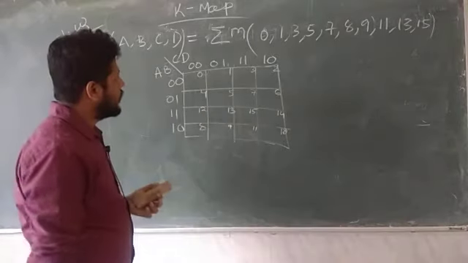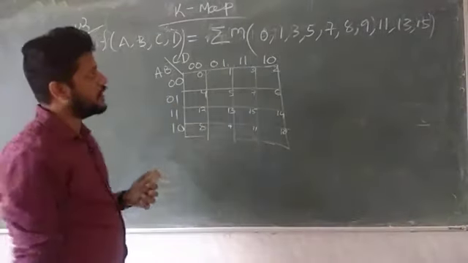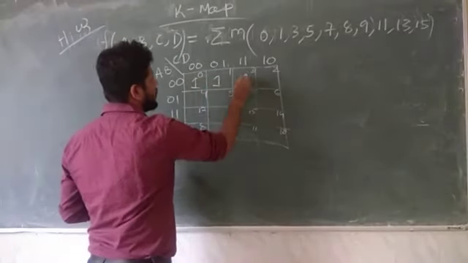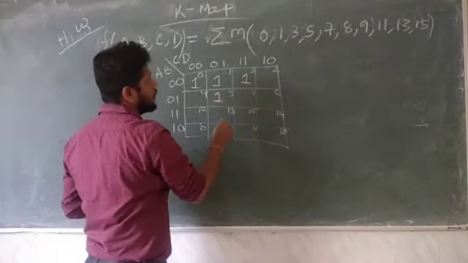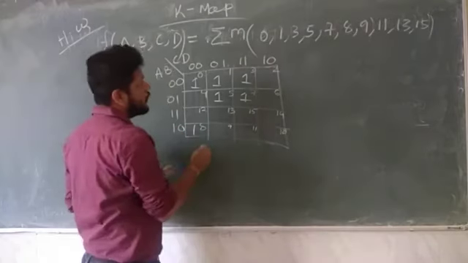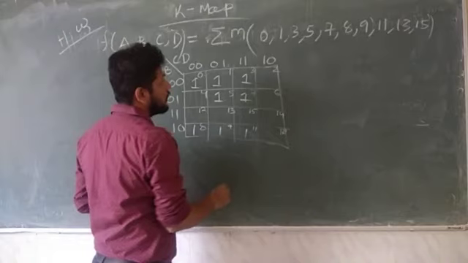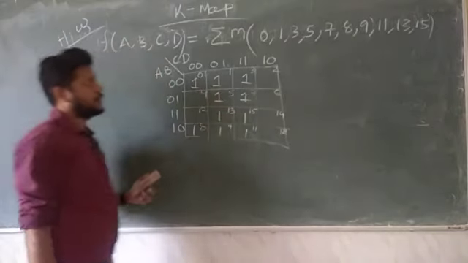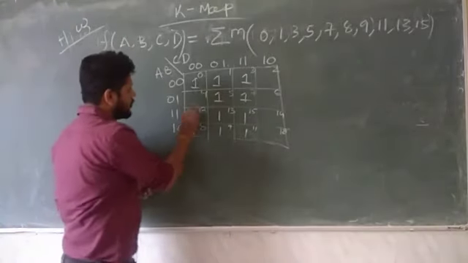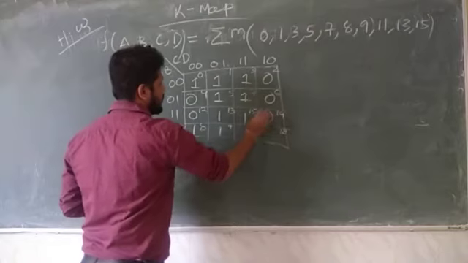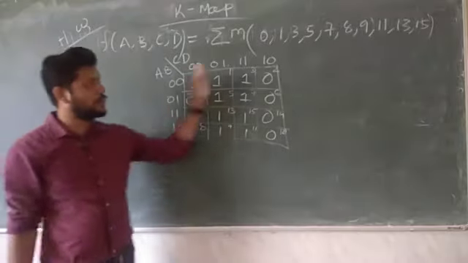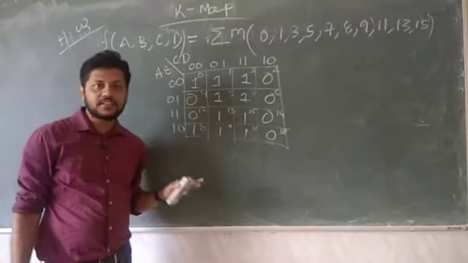So we can see here 0, 1, 3, 5, 7, 8, 9, 11, 13 and 15. So this 0 can be 1, 1, we have 3, we have 5, then we have 7, then we have 8, 9, 11, 13 and 15. So first you need to see the remaining terms are 0. So all the cells are now filled up. Then we need to see whether all the 16 cells we can combine or not.